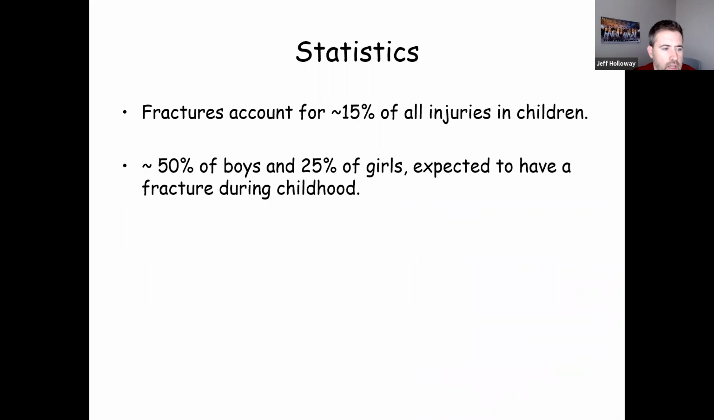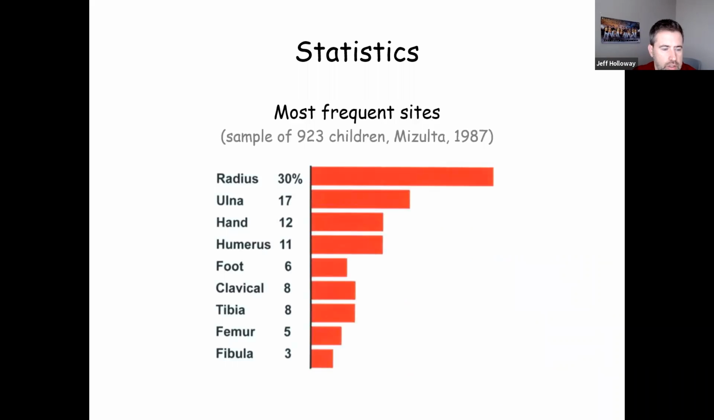And so, as we'll talk about, there's a different trend. The most common sites, you'll see different things, but obviously the radius, ulna, and hand, where they're falling on that FOOSH-type injury, where we talk about a fall on an outstretched hand. And then you get less and less with some of the distal lower extremities, but still common. We'll talk about some of these.